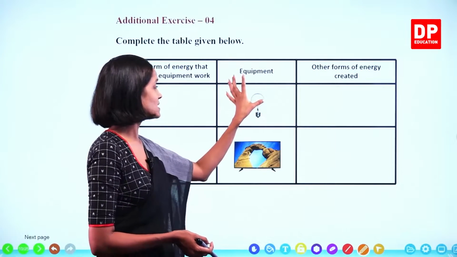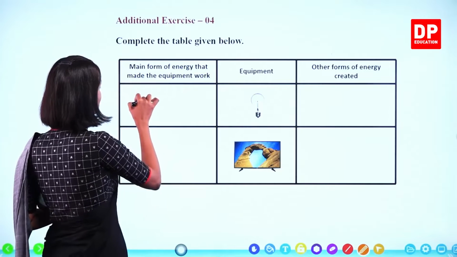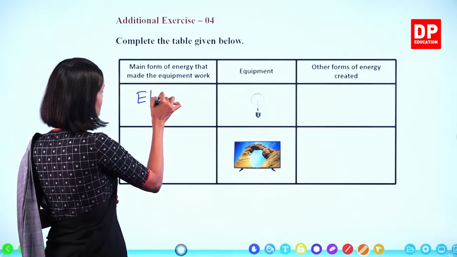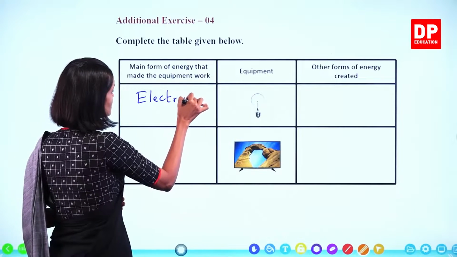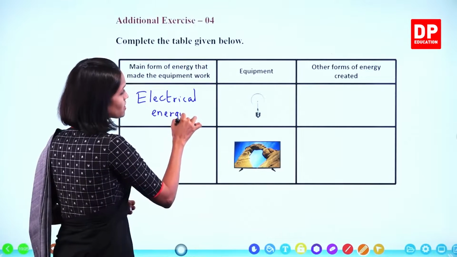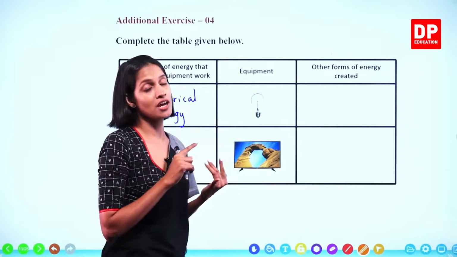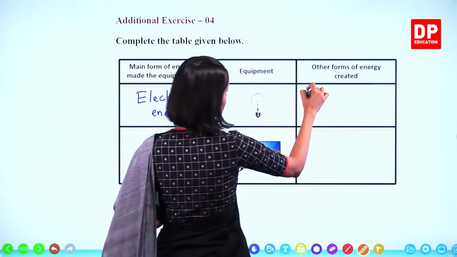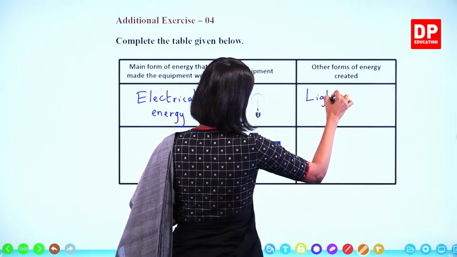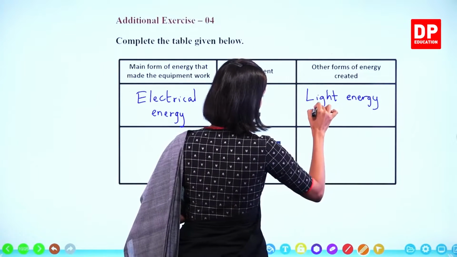The first one is the light bulb. So you need electricity or electrical energy here. Electrical energy. What type of energy is created? Basically light energy and also heat energy. Light and heat. Light energy and heat energy.